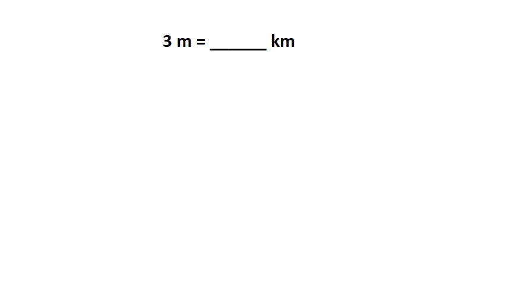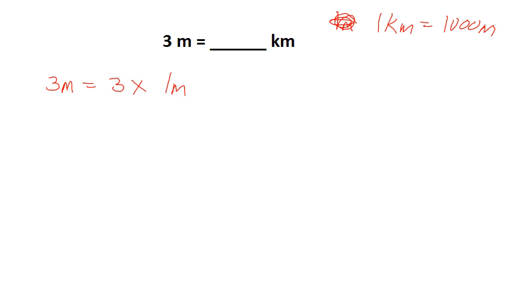Okay, so let's try something a little different this time. We've been going from larger to smaller units. Now let's go from a smaller to a larger unit. And it's going to stay pretty much the same. We're going to split it out with our unit of 1, which is 3 meters equals 3 times 1 meter. Now the thing about this is 1 kilometer equals 1,000 meters. So I'm wanting to change this to kilometers.